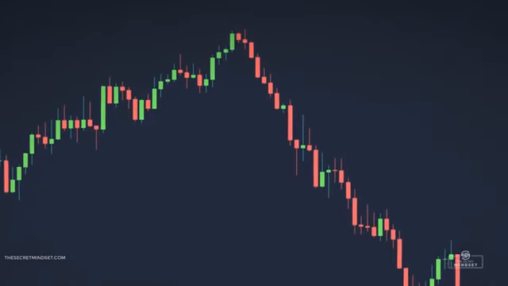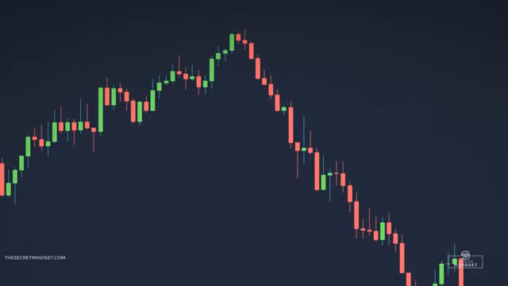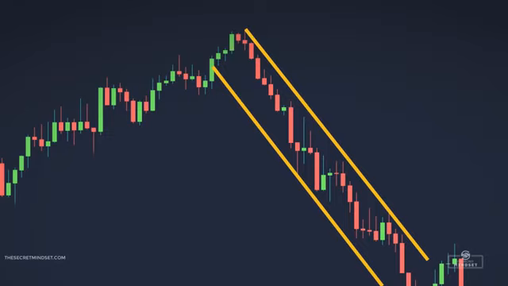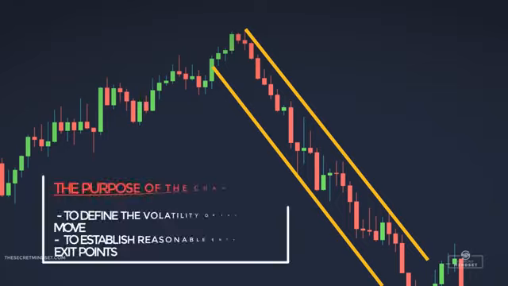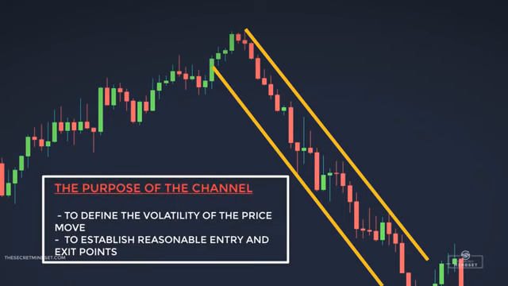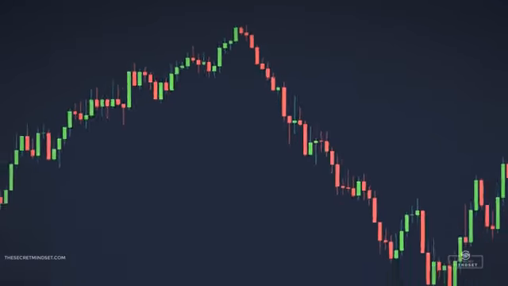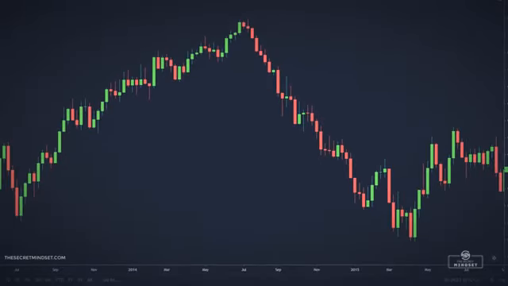Now, to get a better understanding of the trend, you could create a channel with trend lines. A channel is formed by a trend line and another line drawn parallel to the trend line, enclosing a sustained price move. The goal of a channel is to define the volatility of the price move and establish reasonable entry and exit points. Up to now, the trend line has only been used to identify the major price direction.